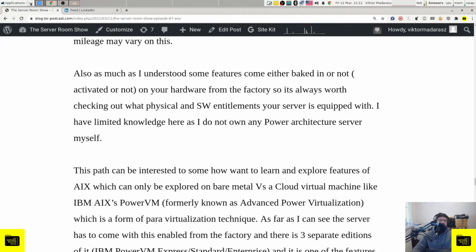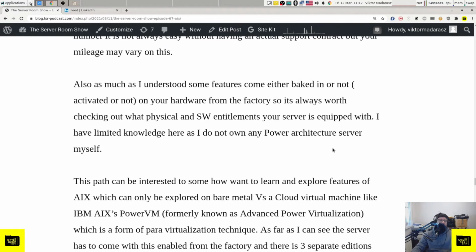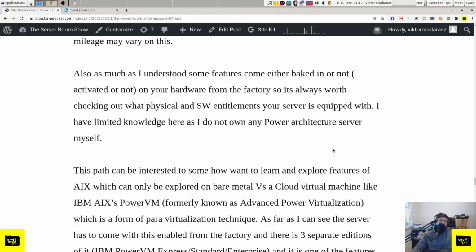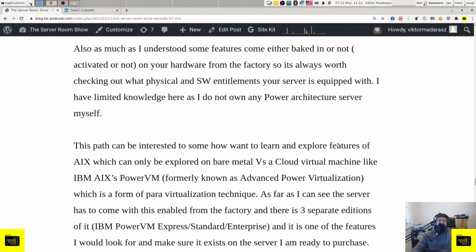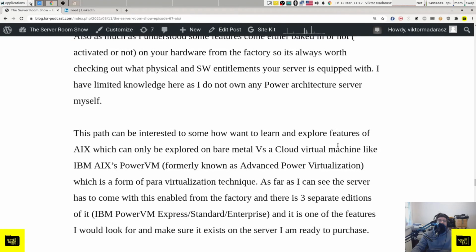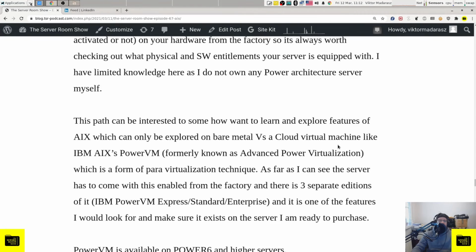You have to know that there are some features which come baked in to the hardware itself from the factory in its BIOS, and it is important, before you purchase any server, to get its serial number and check against the entire software and hardware enablements or entitlements that server is equipped with.